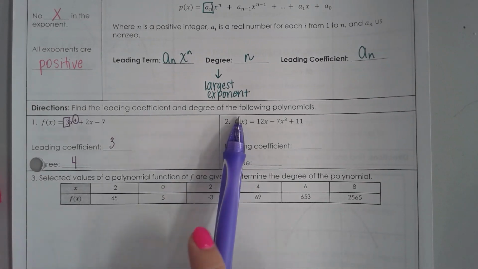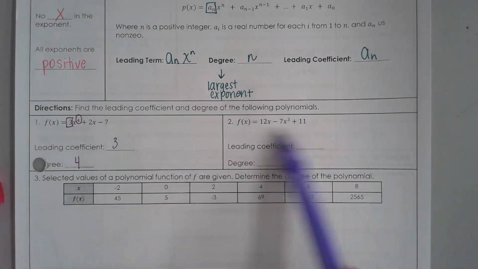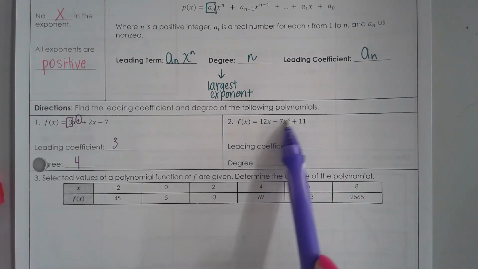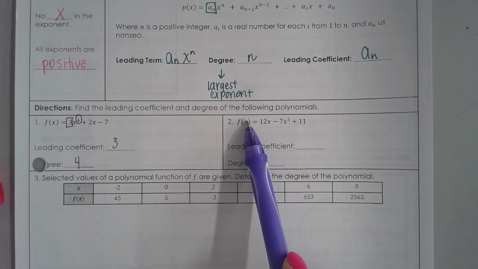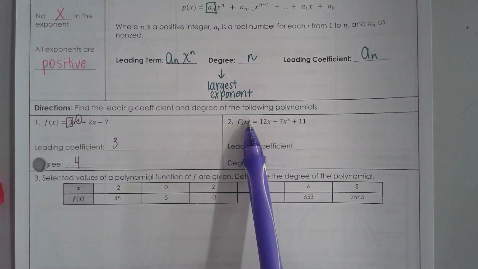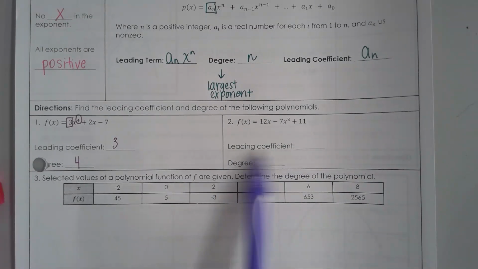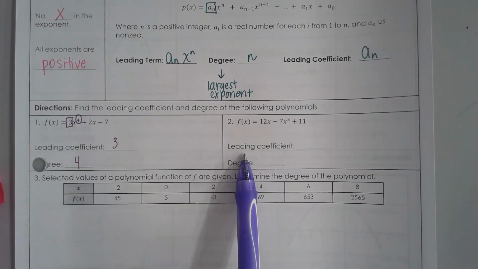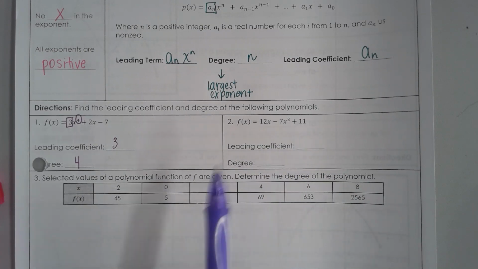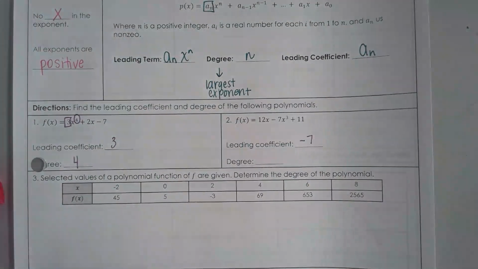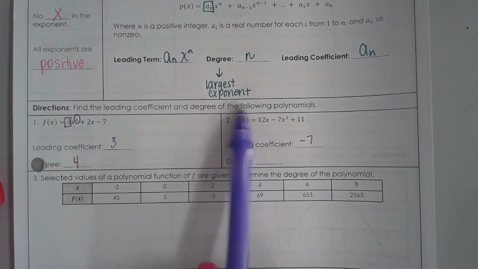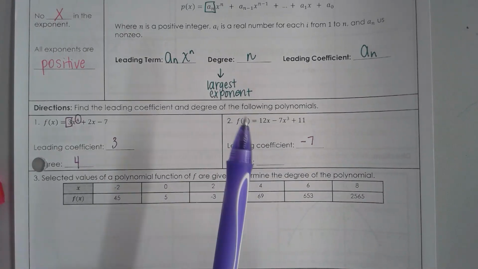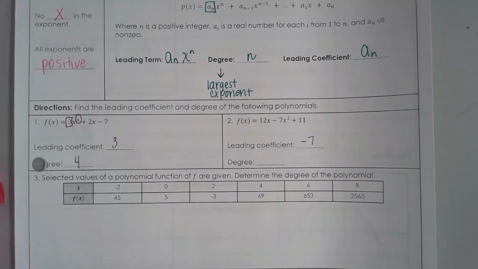Now, if you'll notice on number 2, this one is not in the correct order. Really, this negative 7x cubed should be in the front because it has the biggest exponent. So what do you think your leading coefficient is? If it was in the right order, what would be the number in the very front? The negative 7. So even though technically it's 12 in the front the way it's written, it's not written correctly. If it was written correctly, negative 7 would be your leading coefficient. And what's the degree? 3.